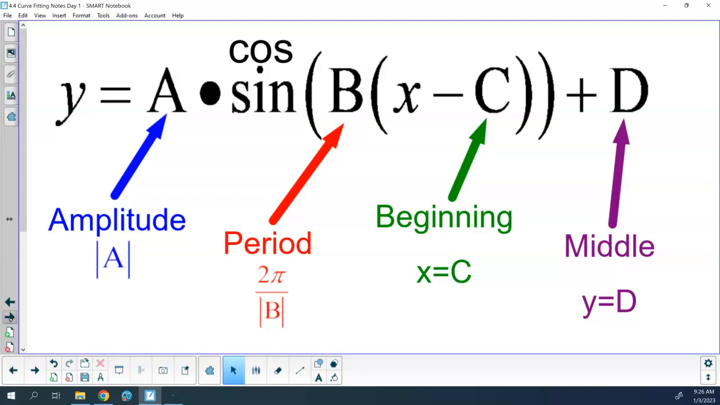The last one is the D value, and that's a number that might come way at the very end or quite possibly right at the beginning. It's not inside the parentheses of the trig function; it's outside of all of that. That value shifts the middle up and down. That's our vertical shift. So we talked about all four of those prior to break.